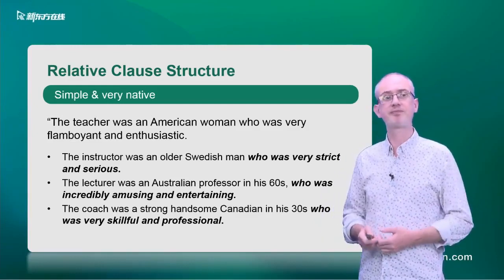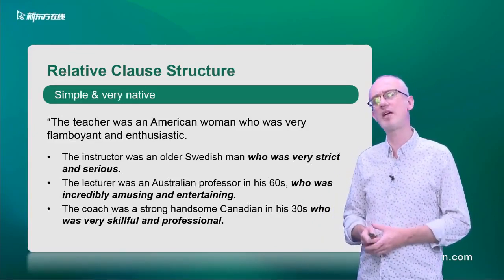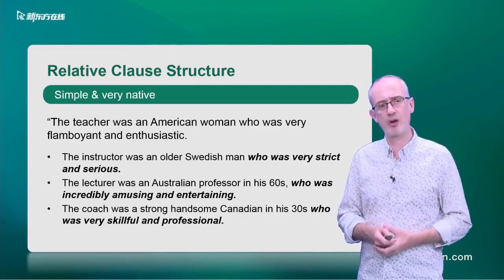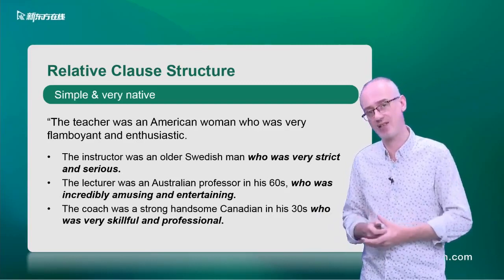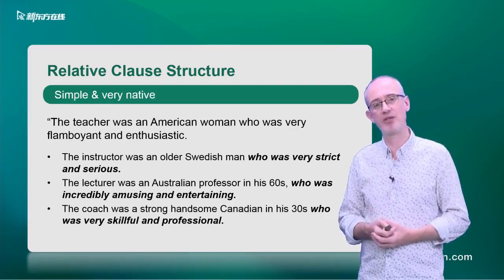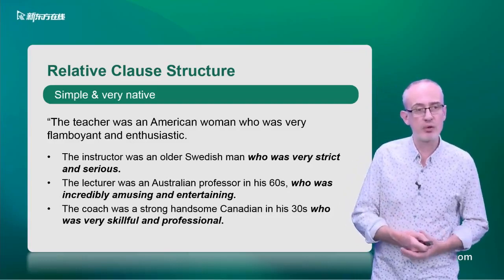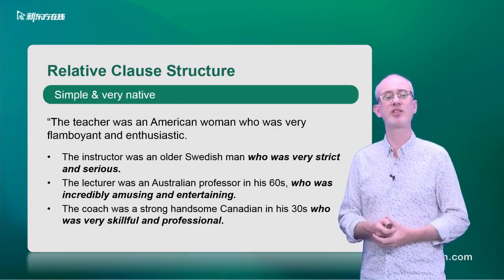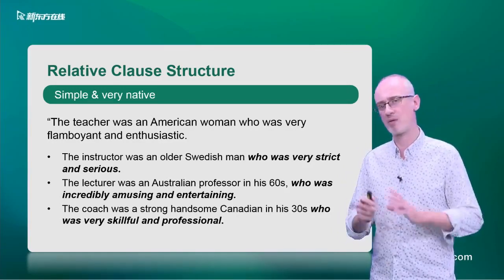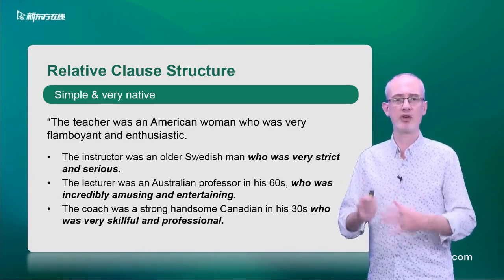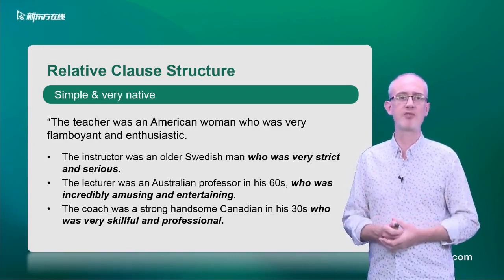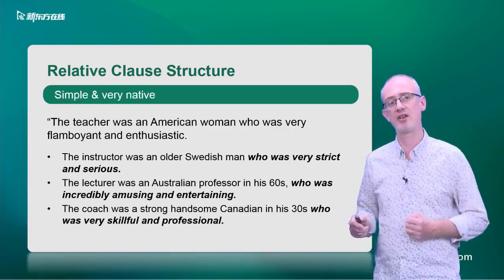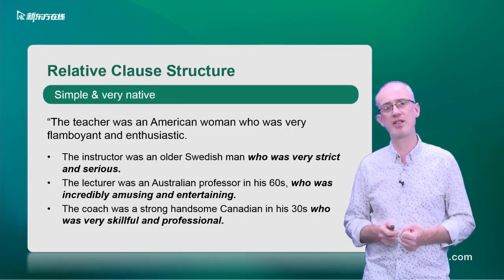Other examples. The instructor was an older Swedish man who was very strict and serious. The lecturer was an Australian professor in his 60s who was incredibly amusing and entertaining. The coach was a strong, handsome Canadian in his 30s who was very skillful and professional. Brilliant native speaker sentences, got some nice adjectives, a nice relative clause, and notice we've added in his 60s, in his 30s. So you've got some nice phrases in there as well.